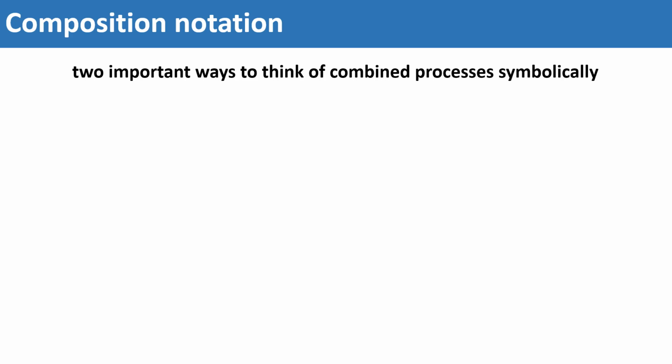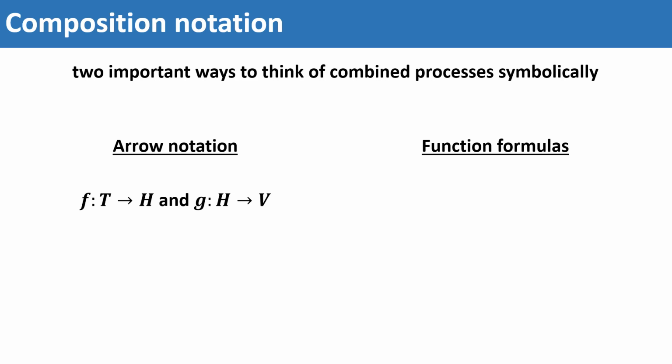There are two important ways to think of such combined processes symbolically, through arrow notation and through function formulas. With arrows, we might write things like F: t → h and G: h → v to represent the functions that take time inputs t to height outputs h and take height inputs h to volume outputs v. Then there's a corresponding function little h such that little h takes time inputs t to volume outputs v.